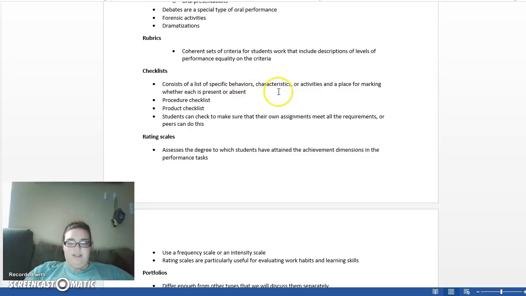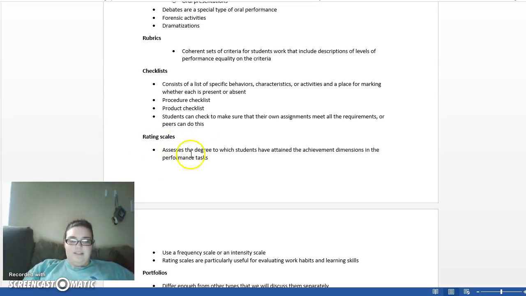Checklists consist of a list of specific behaviors, characteristics, or activities, and a place for marking whether each is present or absent. Procedure checklists are a type of checklist, and product checklists are another type. Students can check to make sure that their own assessments meet all the requirements, or peers can do this, so that it's not only a student-based thing, it can also be where you can have a peer get involved, and just to make sure that they're not just checking down the row, and to make sure that they're actually really getting into their assignment, and to make sure that they're on task.